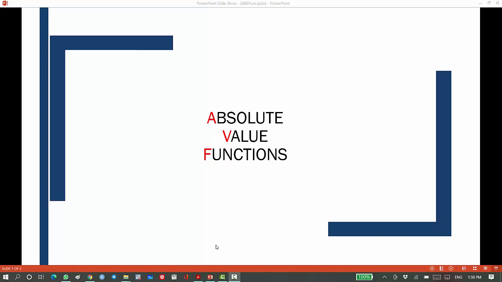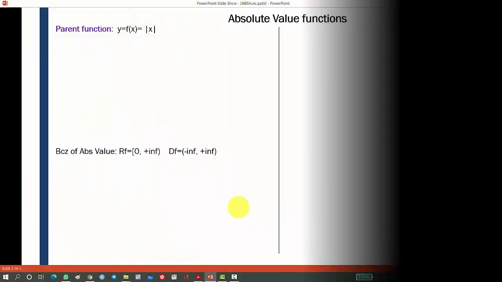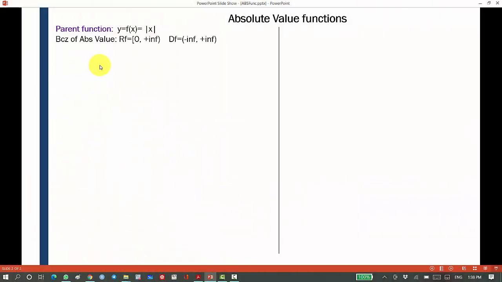Hi and welcome. In this video, we'll see another family of functions, namely the family of absolute value functions. The parent function for the family of the absolute value functions is y is equal to f of x is equal to the absolute value of x. Because of the absolute value, the range of the function f starts from 0 and runs up to plus infinity, while the domain of this function includes all real numbers.